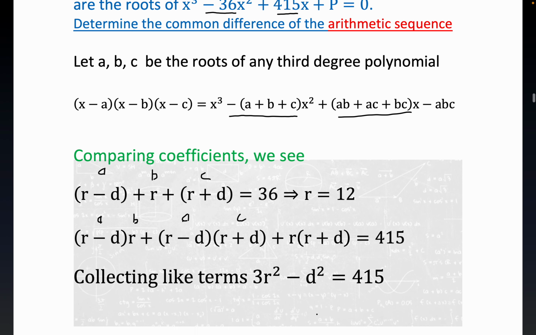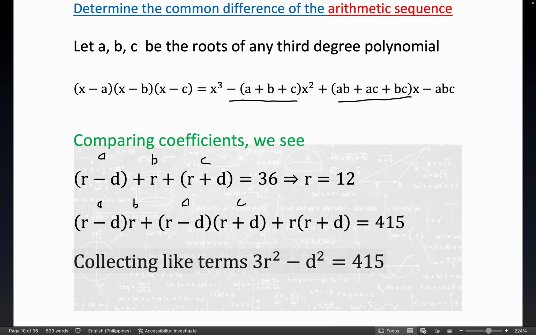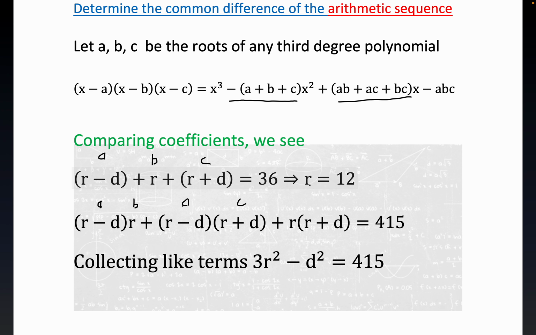So what we get right here is 12 squared, which is 144, and 144 times 3 is 432. And again, folks, make sure I did the arithmetic correctly. If R is 12, 12 squared is 144, and 3 times 144 is 420 plus 12, that's 432. So what you end up with here is 432 minus 415 is equal to D squared.